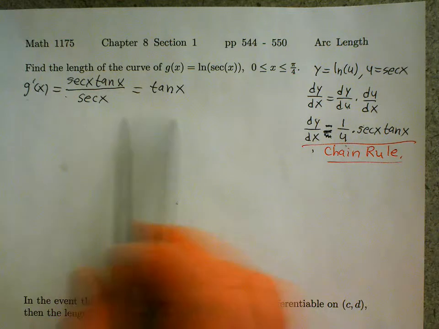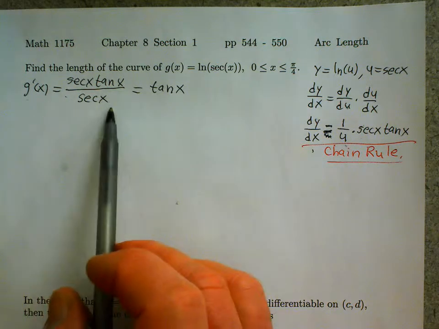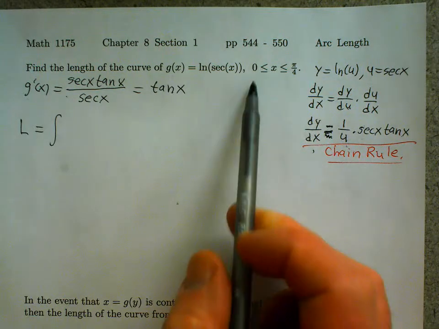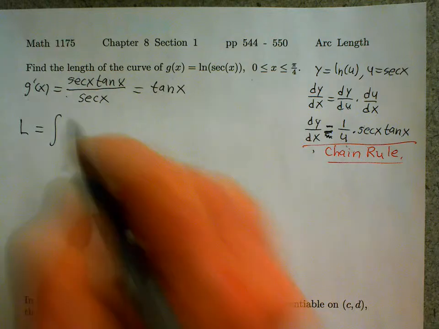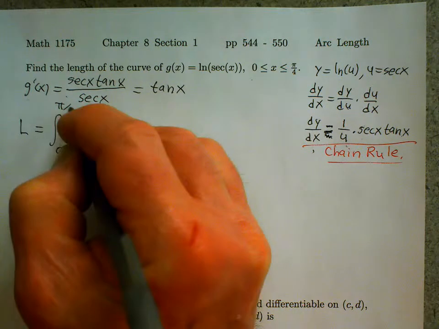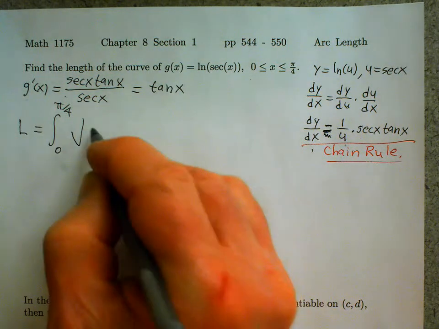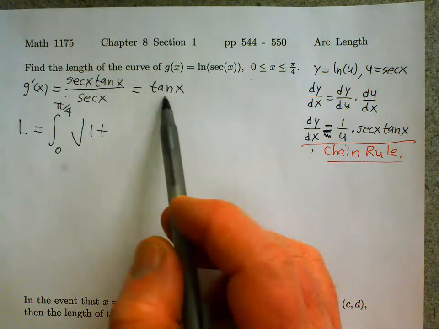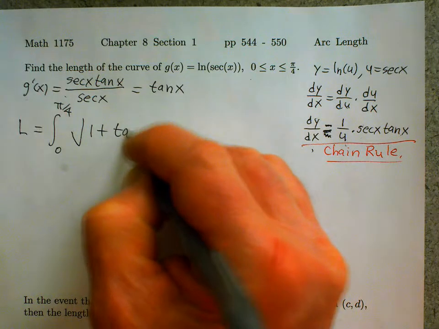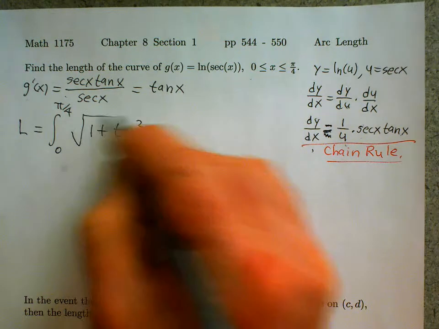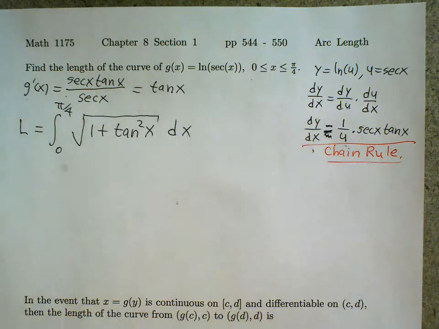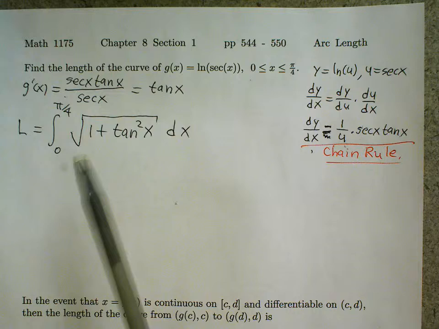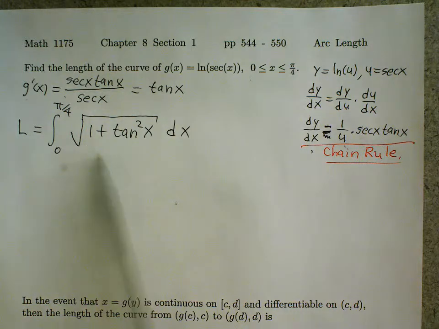Okay, so we can write down using the arc length formula. The length of the arc is the definite integral from x equals 0 to pi over 4 of the square root of 1 plus the square of the derivative. So the derivative is tangent of x, so we square that, tangent of x squared. And now we're in familiar territory. So what should we do now?